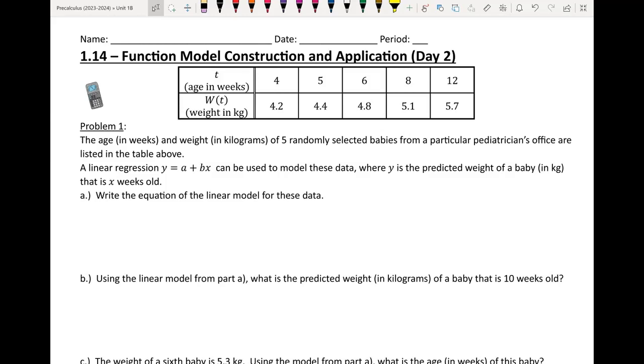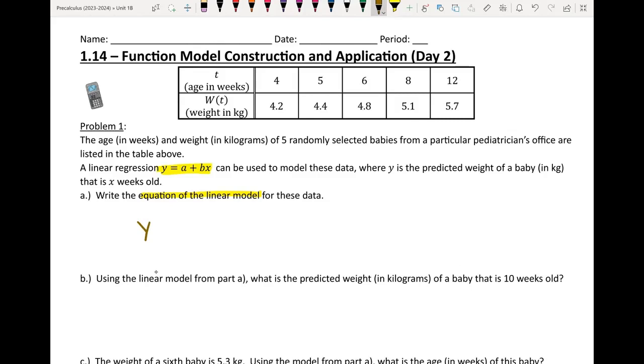So what you are going to do is, again, a linear regression. You're going to enter this data into your calculator and write the equation of the linear model. This time we are doing the other linear regression, the a plus bx. So go ahead and get your linear equation. You can actually do part A and B.